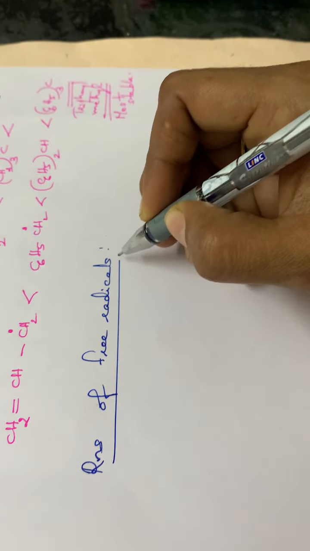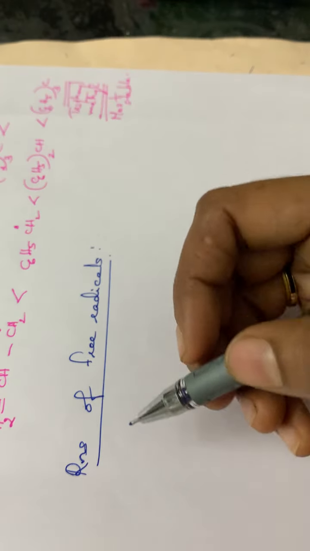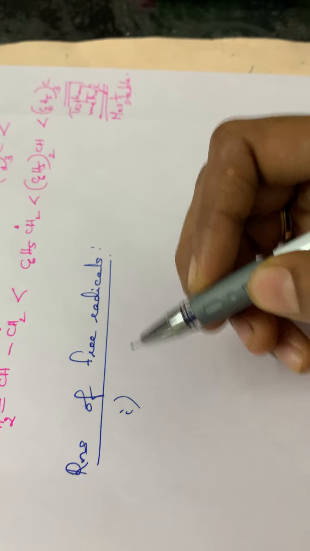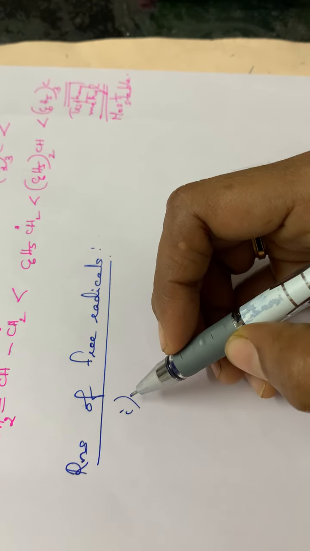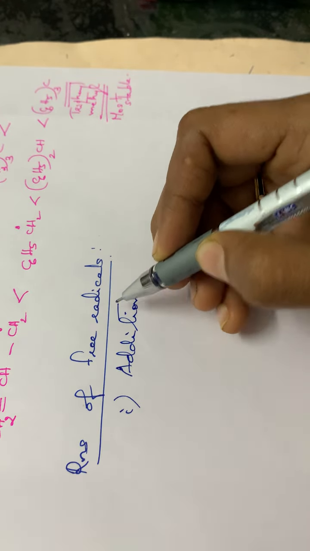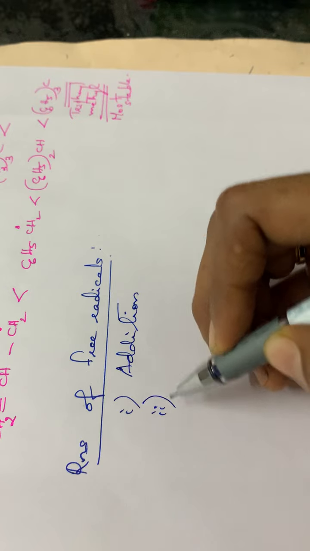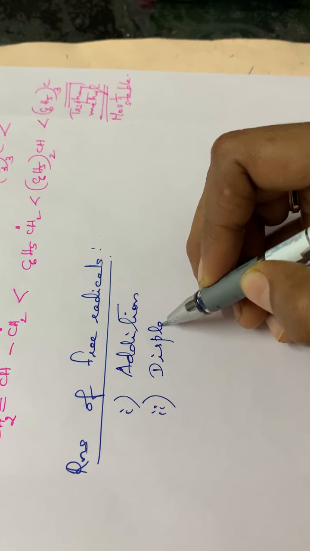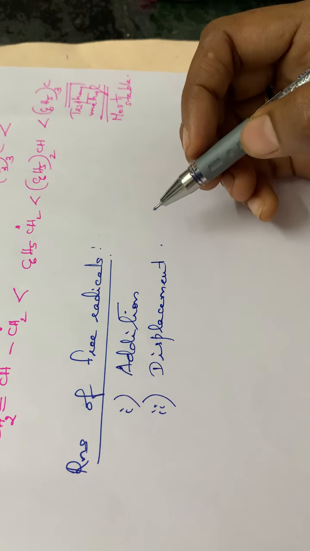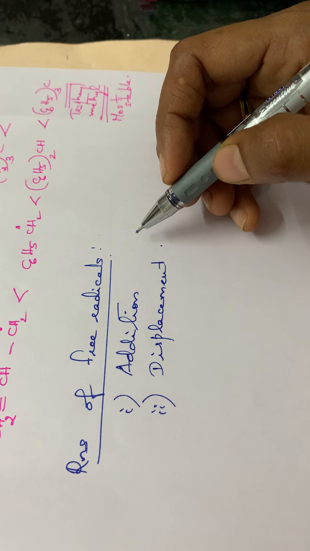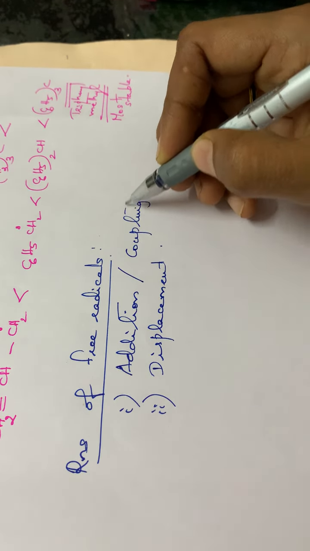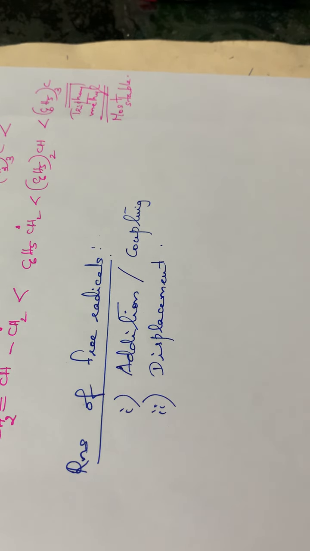Reactions of free radicals. See, two types of reactions are there for these free radicals, and the first category is free radical addition reaction, and the second one is free radical displacement reactions. Free radical addition reaction and free radical displacement. See, addition reaction can otherwise be called addition or coupling reaction. Okay, addition or coupling reaction.